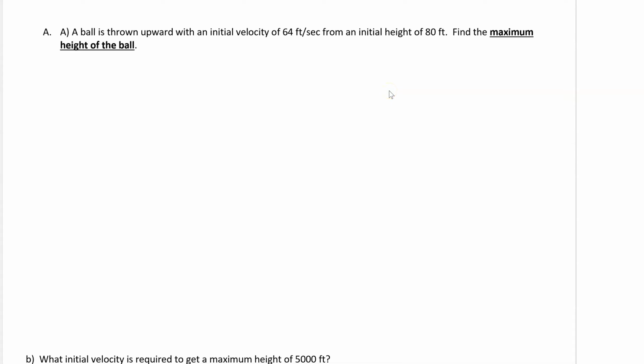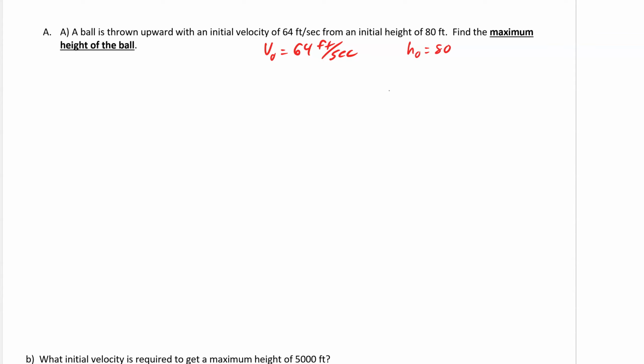This is our last optimization problem. It's got to be a good one. So a ball is thrown upward with an initial velocity of 64 feet per second. So that's our initial velocity. And its initial height, h0, is 80.